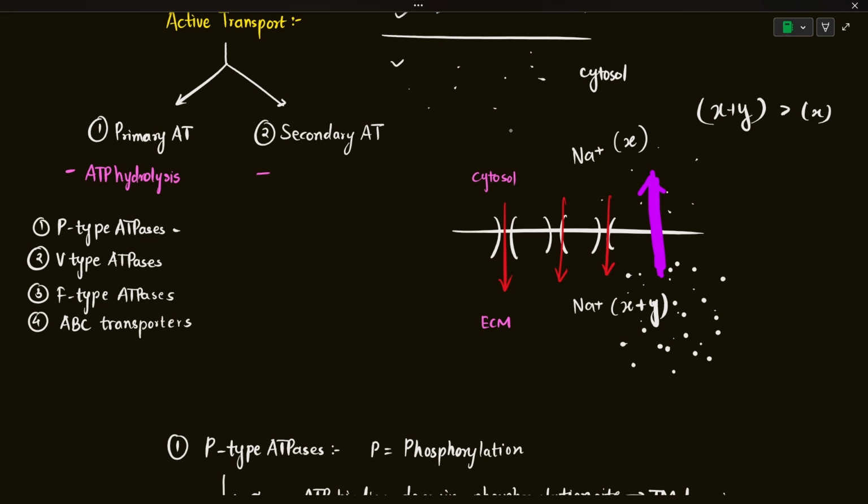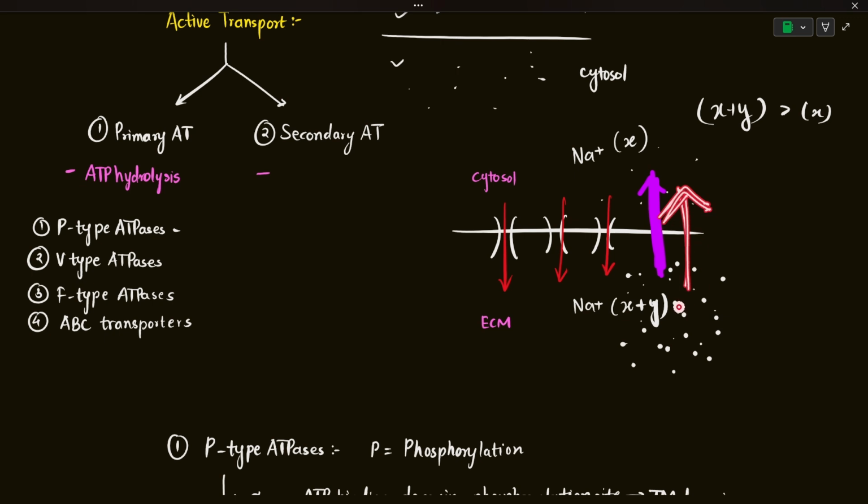So for the movement of sodium ions in the opposite direction, from inside to outside, we will need energy. But let's say that we move the sodium ions downhill, towards the concentration gradient, from the extracellular matrix to the cytosol. So this is going to follow the laws of nature, the laws of physics. So this is going to release energy, right? So this is going to be an exothermic reaction. So this will release energy.